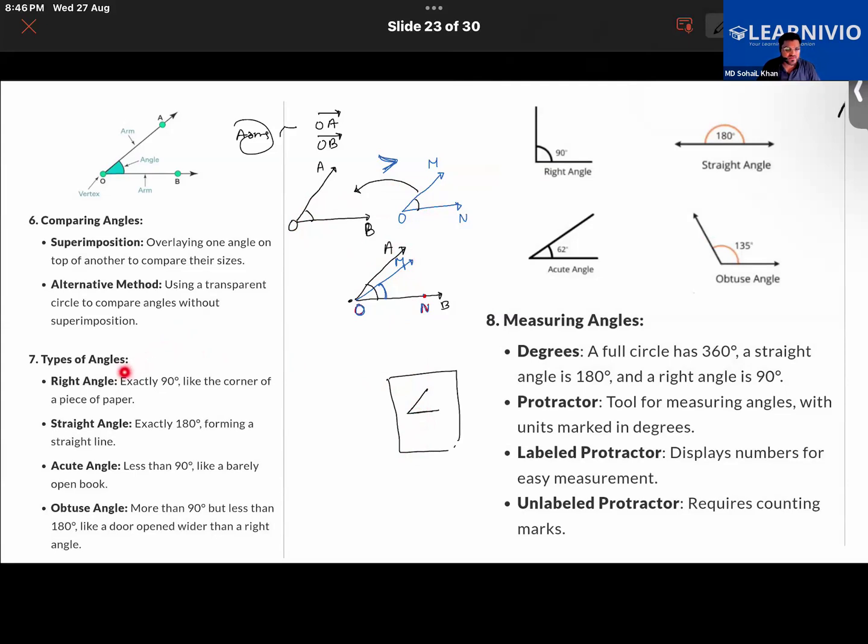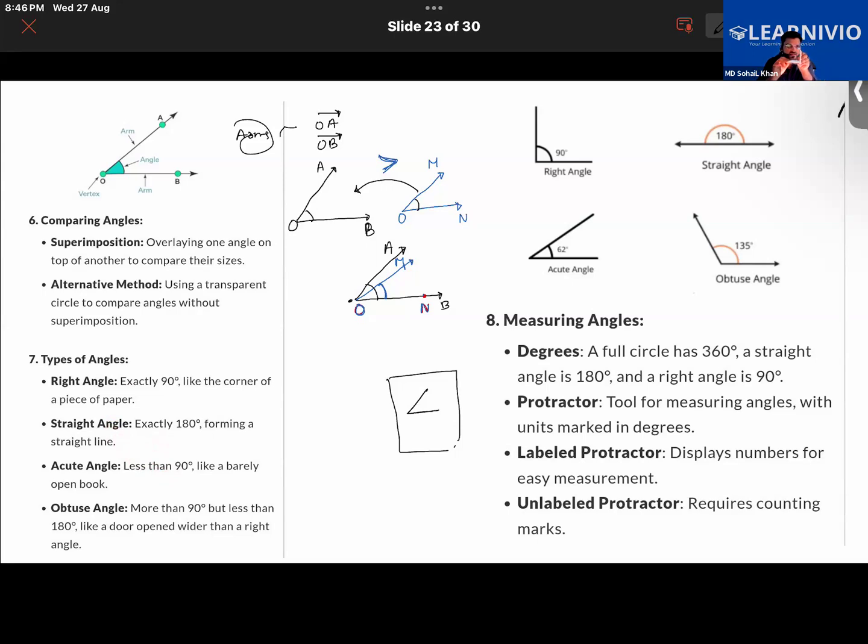Then there are different types of angles. An angle that is measuring 90 degrees, like you have seen the corner of the paper, corner of the tables, corner of the walls, corner of the floor, etc. That makes a right angle. An angle having a measurement of 180 is a straight angle. Less than 90, for example, if you have barely opened the pages of the book in this manner, that is forming an acute angle.